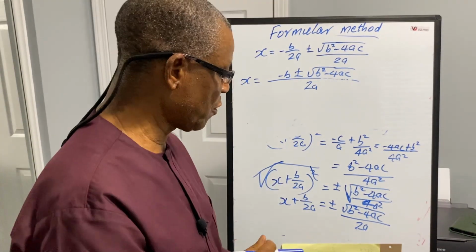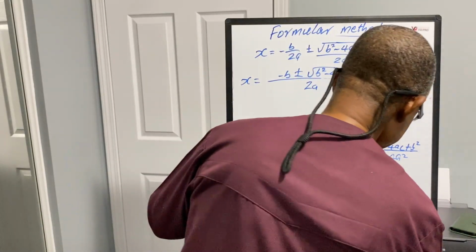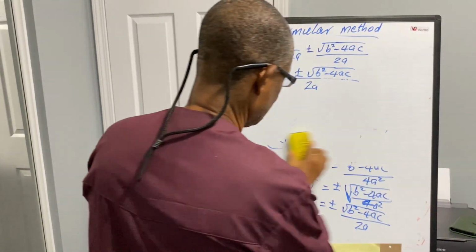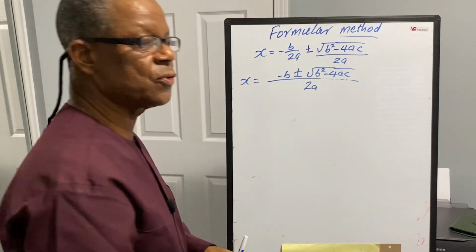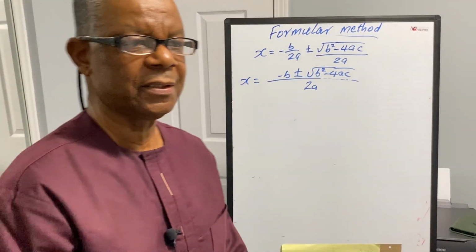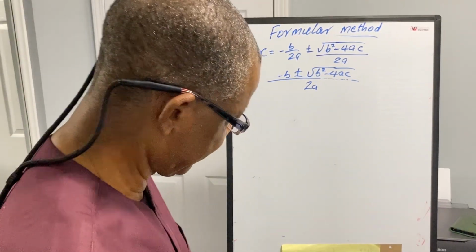We can use it to solve any of those questions we have treated. You discover we arrive at the same place. We get the same answer we got when we used completing the square. Even when we use the factorization method, we get the same thing.